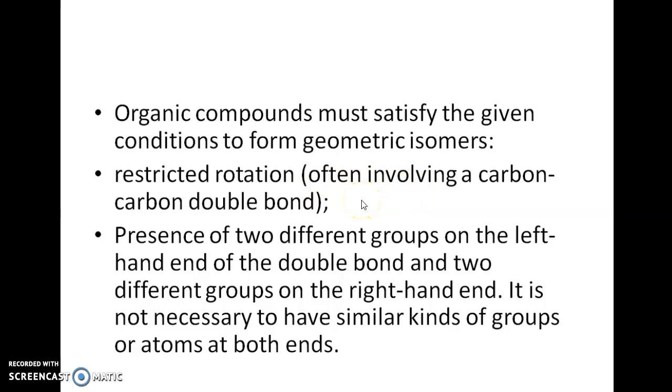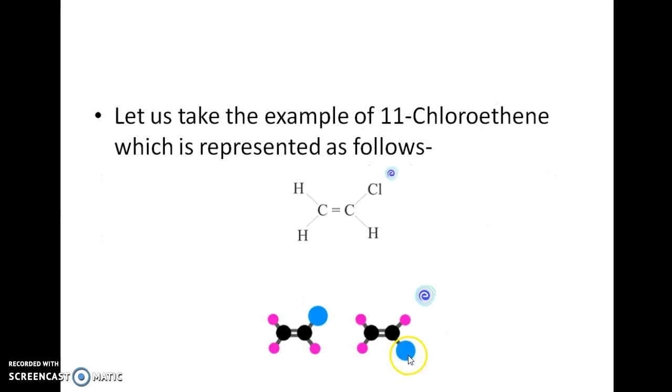Organic compounds must satisfy the given conditions to form geometric isomers. The first one is restricted rotation, often involving a carbon-carbon double bond. Second, there must be two different groups on the left hand side of the double bond and two different groups on the right hand side. It is not necessary to have the same kind of groups or atoms on both sides. Let us take the example of 1,1-chloroethene, which can be represented like this.